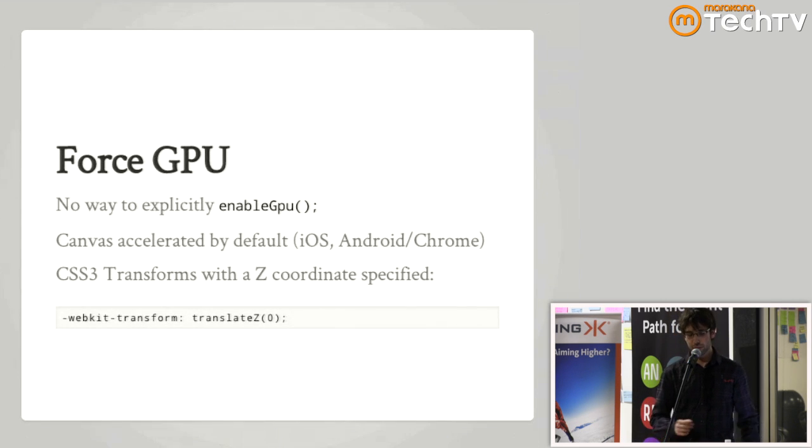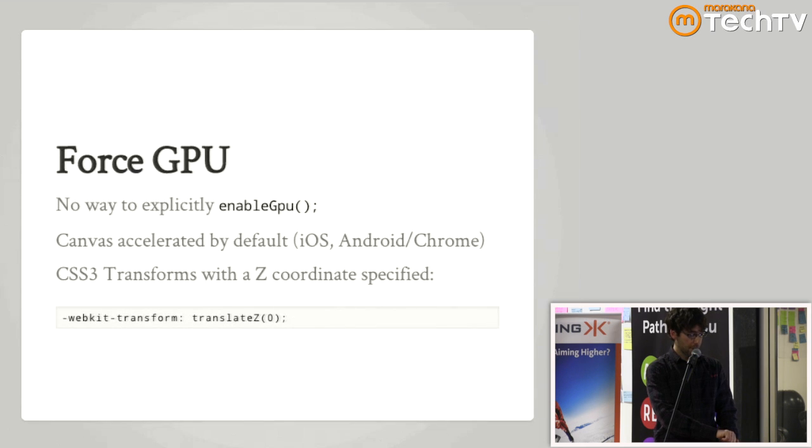Forcing GPU. This is really tricky, actually. There's no explicit way to do this, unfortunately. I really wish there was some more explicit API for just saying, okay, this part, I want it on the GPU. But there isn't. So your alternatives are either you use Canvas, which is hardware accelerated by default. I don't even think you can get it into software mode. But this is both on iOS and on Ice Cream Sandwich and up. Hardware accelerated Canvas.